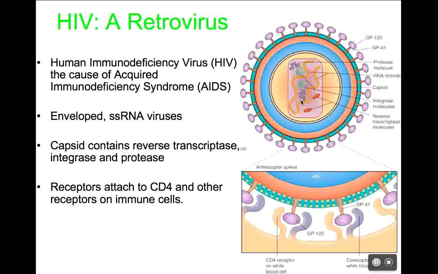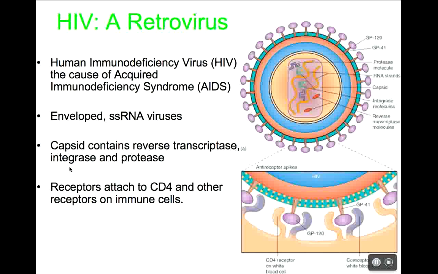All right, so in the capsid, we have reverse transcriptase that makes a double-stranded DNA copy from the RNA. Another enzyme that HIV contains is called integrase. Integrase does exactly what it sounds like. It integrates the viral DNA into the host cell DNA. So integrase is going to integrate the viral DNA into the host cell DNA.